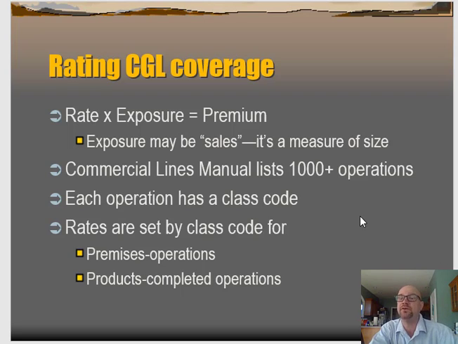We have in the commercial lines manual 1,000+ different types of operations with different rates. Each operation has a class code, and from there we're looking at premises and operations. And then we also have products and completed operations. Remember, these are going to be separate limits, separately calculated premiums, and they'll list those two pieces separately on the declarations page too. So we're going to go ahead and describe it. All right, you're a clothing retailer. Well, we've been in business a long time. We know a little bit about the exposures of a clothing retailer. And it's one thing to be a retailer that has $1 million in sales, and it's another to be a retailer that has $50 million in sales.